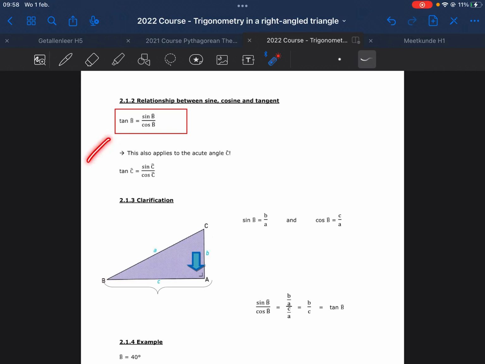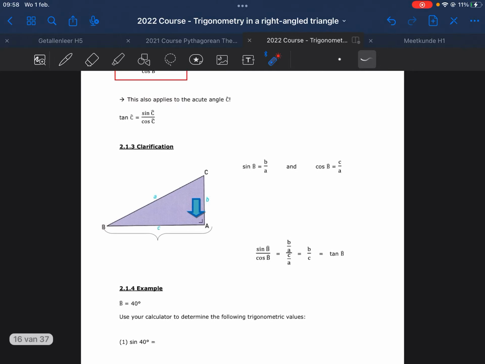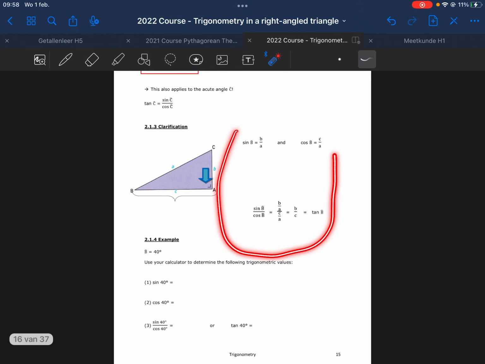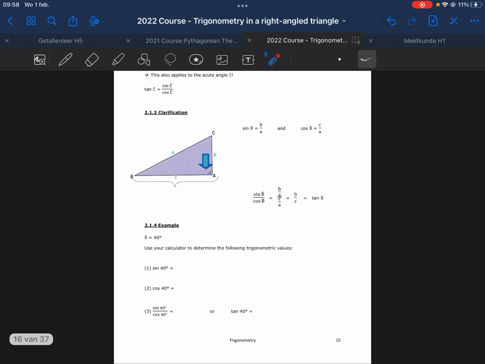Of course, if this is true for angle B, then this is true for angle C as well. It's just written out in symbols right here. You can read this through, see if you understand. And then finally, I suggest you do this with your calculator. You don't need my help for that. Good luck.